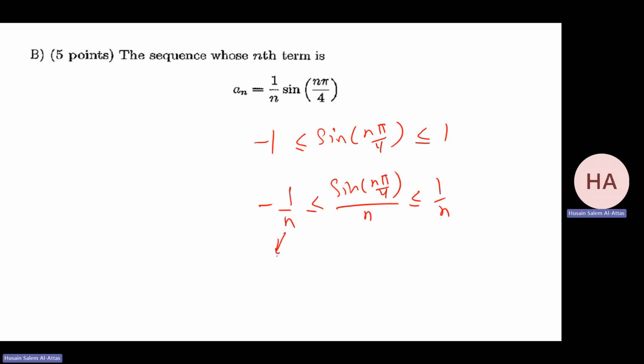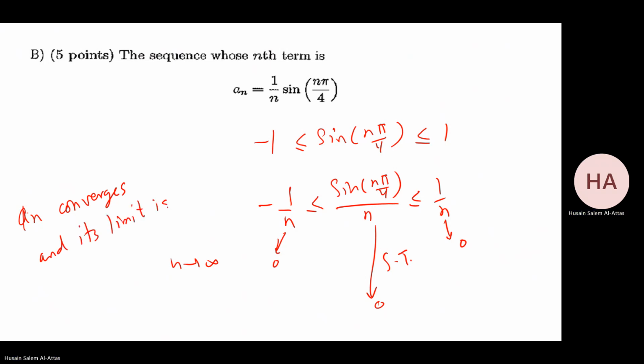Less than 1 over n. This goes to 0 as n goes to infinity. So by the squeeze theorem, this goes to 0. So the sequence a_n converges, and its limit is 0.